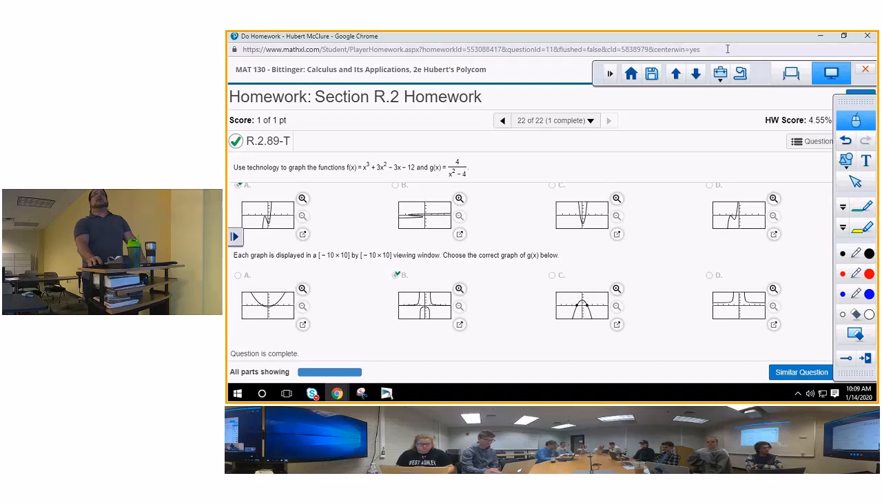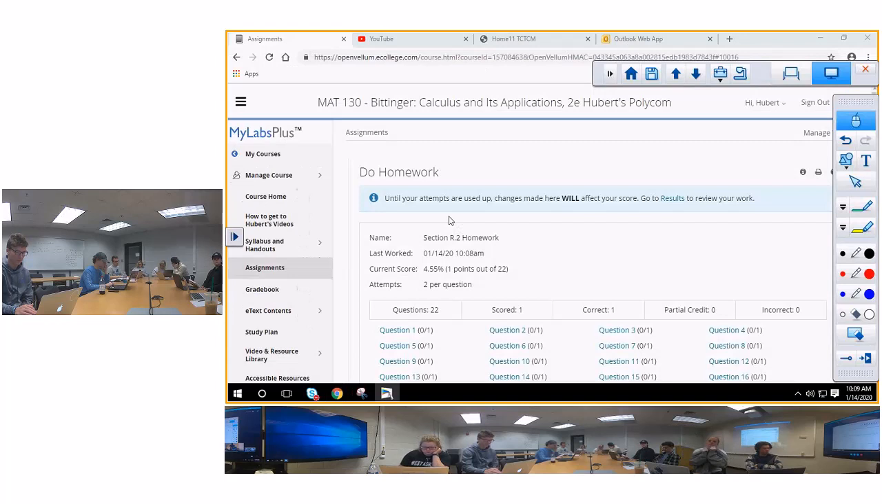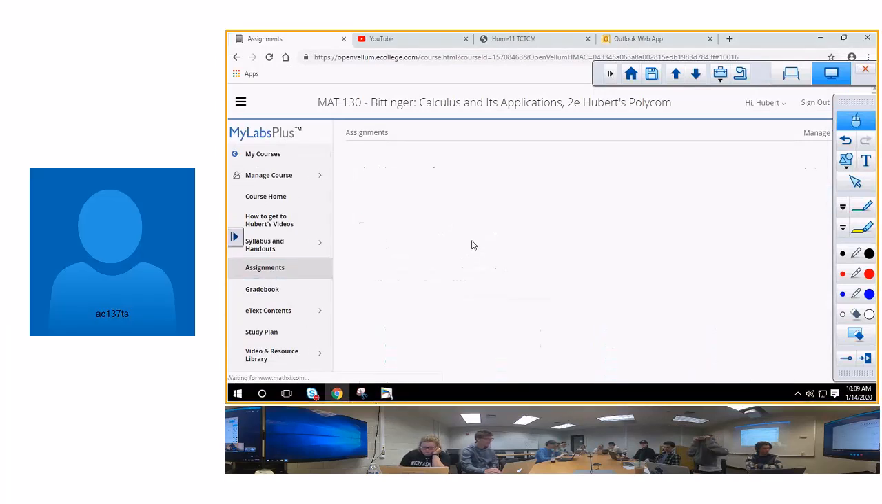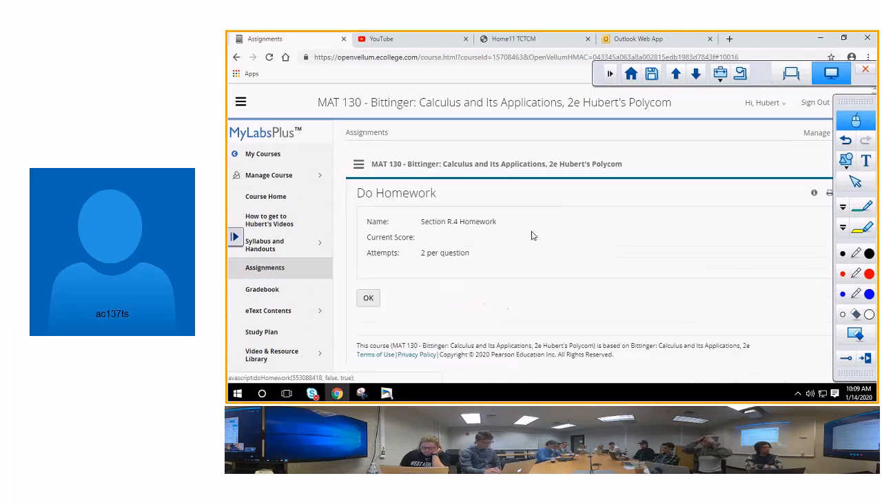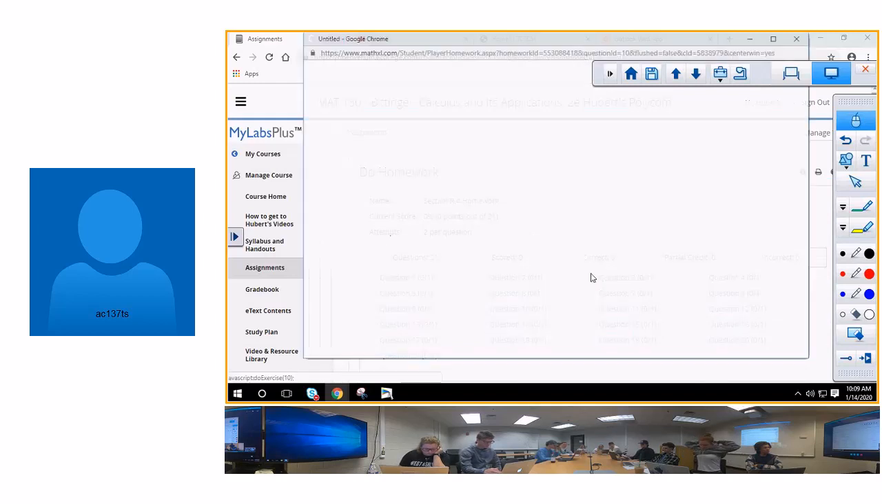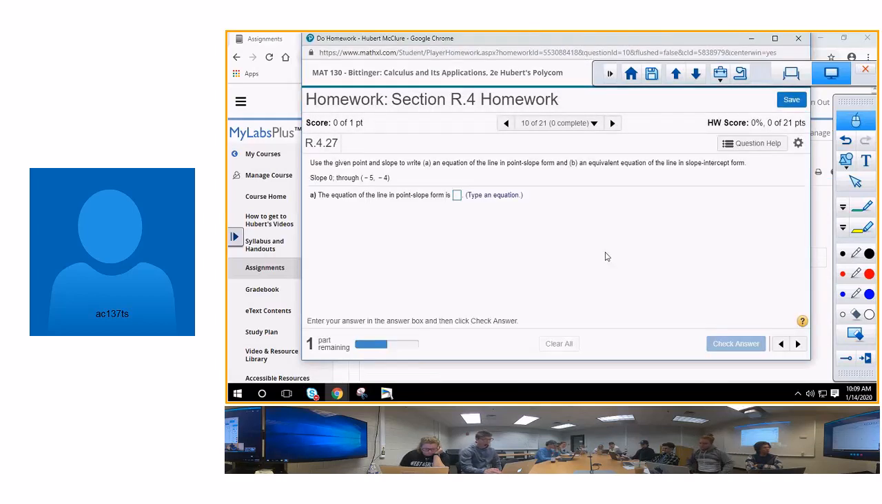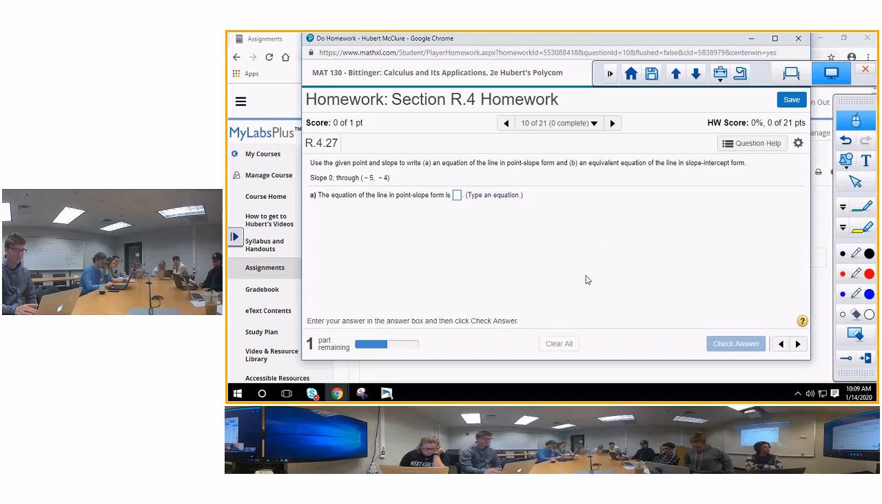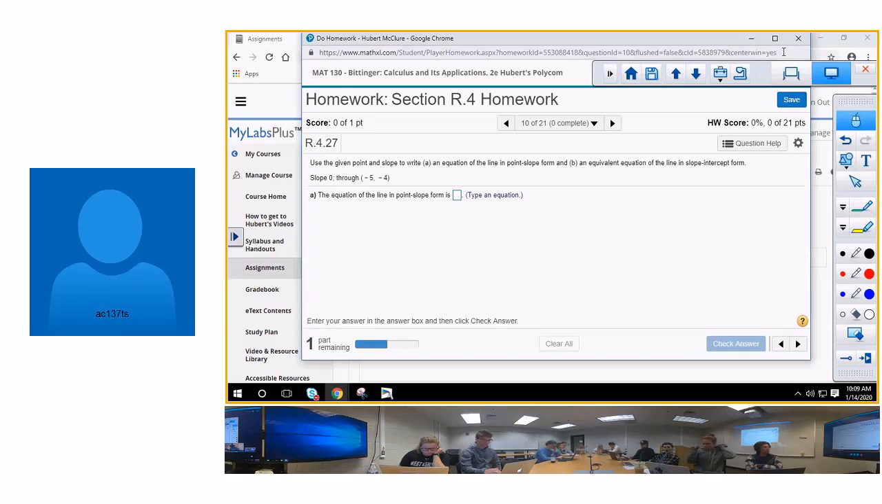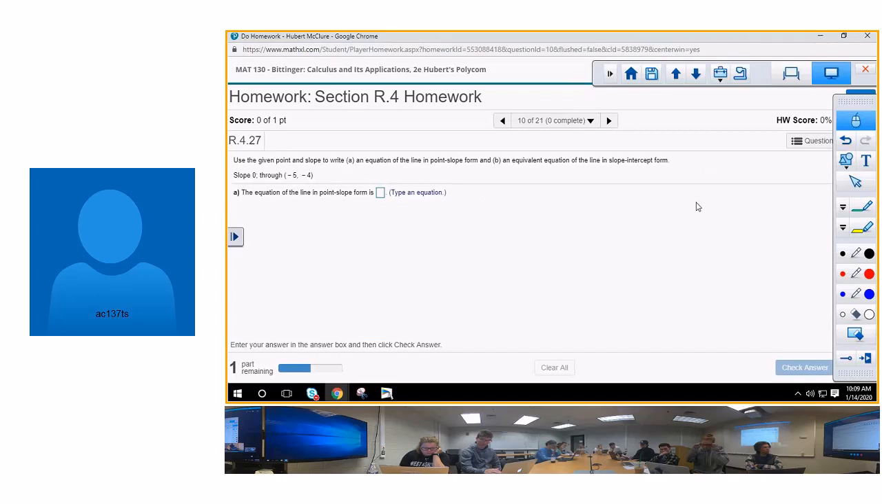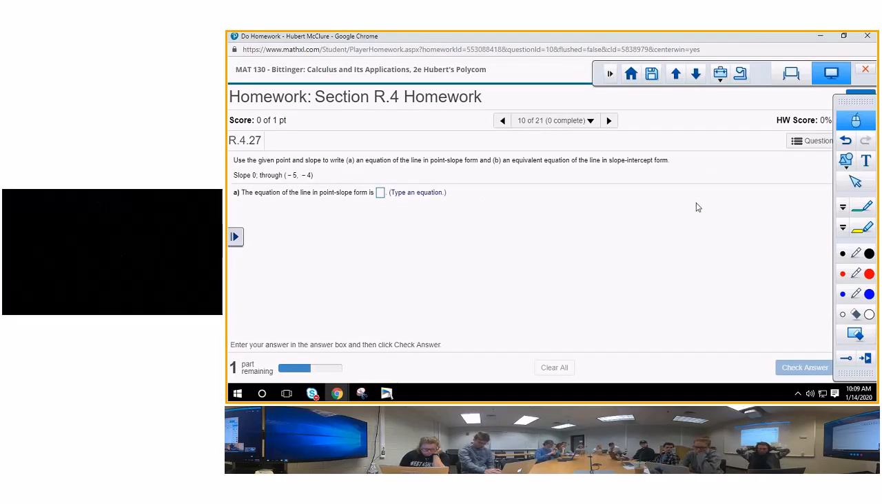So let's go back to the second section. Assignments. R4. That's a little bit of the second section. Now this is R4. All right, let's try this one. This is a test question, so make sure you can do it. Use the given point and slope to write an equation of the line in point-slope form. The slope is 0, and it goes through the point. Let's not do that one. Hold on.